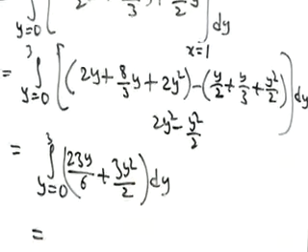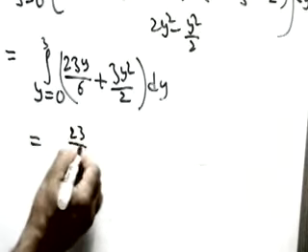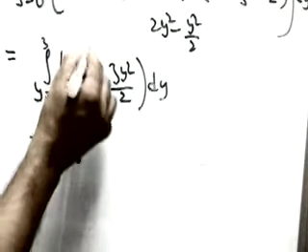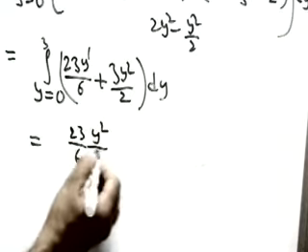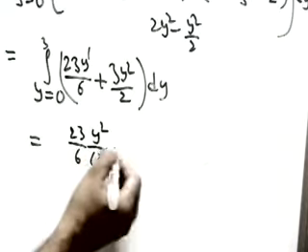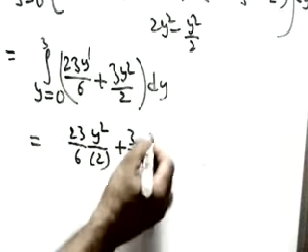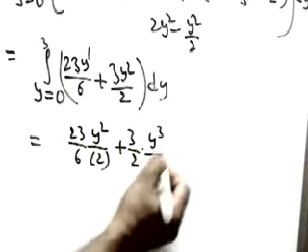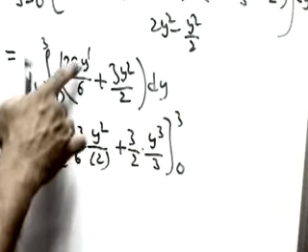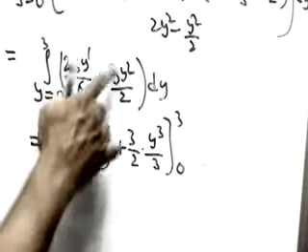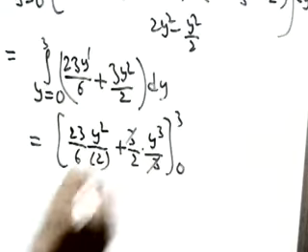Now let me integrate with respect to y. 23 by 6 is constant. Integration of y means y power n plus 1 by n plus 1. So this will be y square by 2 plus 3 by 2 into integration of y square, y power 2 plus 1, y cube by 3. Limits will be 0 to 3. Integration of y is y square by 2. Integration of y square is y cube by 3.